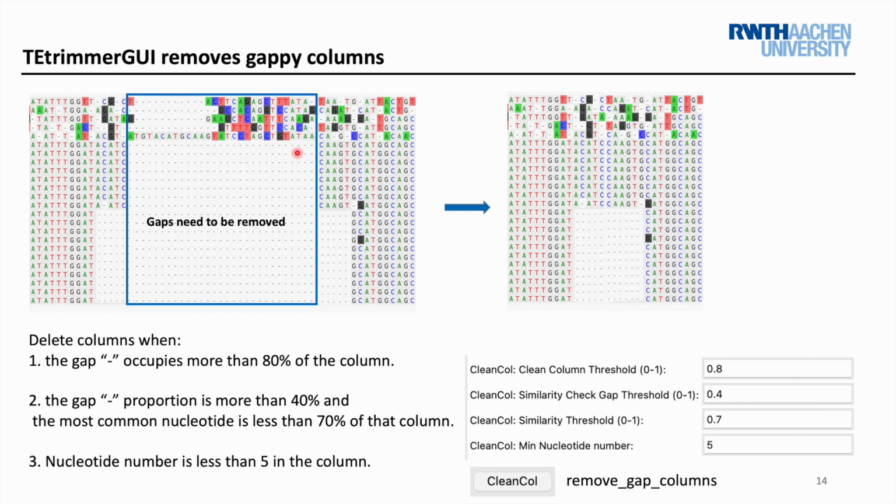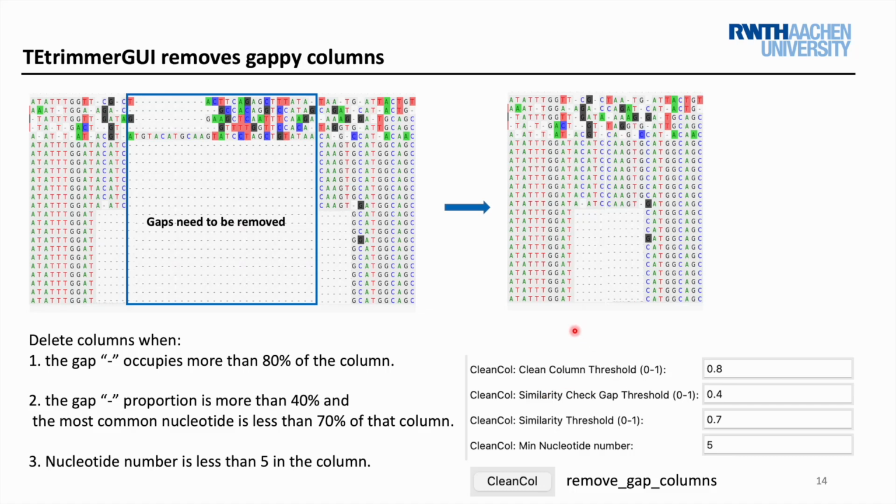And then we check the columns where gaps occupy more than 40%, for example here. We check the predominant nucleotide, for example adenine. If adenine is the predominant nucleotide and it is more than 70% of all the nucleotides in this column, then this column will be kept. In case adenine is less than 70%, then this column will be eliminated. It will also check the columns: if there are fewer than 5 nucleotides in the column, this column will also be eliminated or deleted.